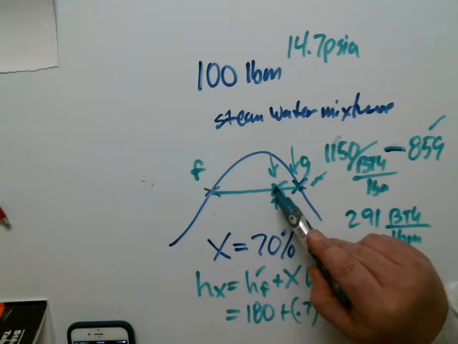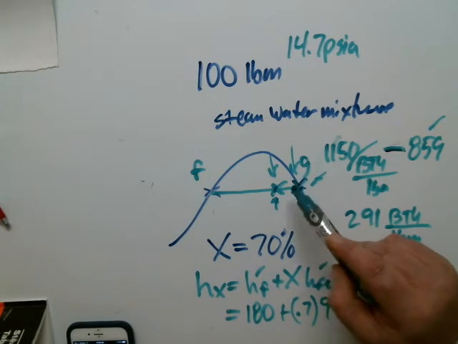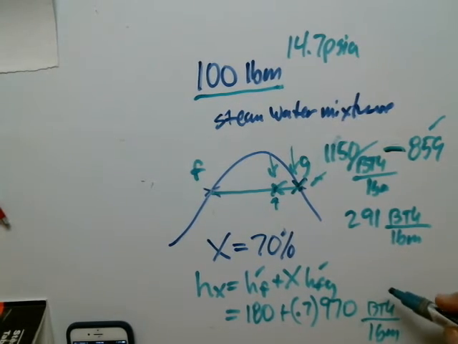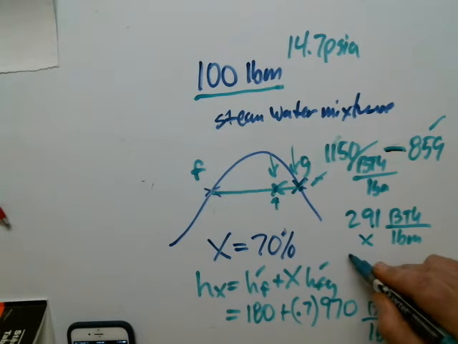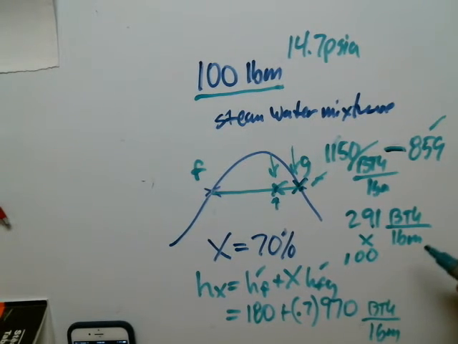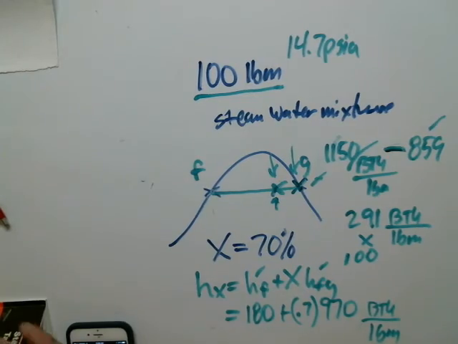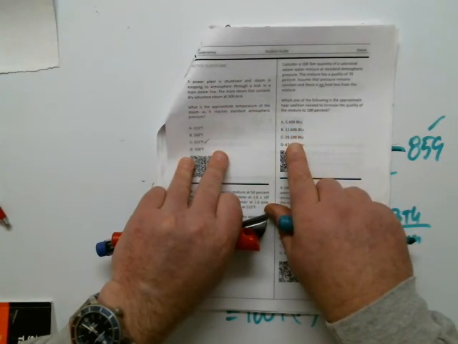But here's the kicker. I have 100 pounds mass to do it. So I have to add 291 to each pound mass, so I need to multiply this times 100. And that will be equal to 29,100 BTUs that I need to add to a 100-pound mixture. Answer, Charlie.